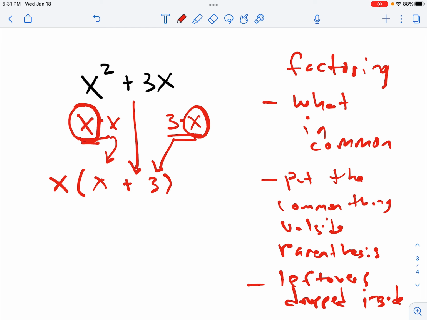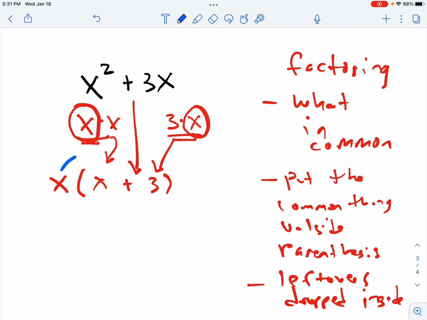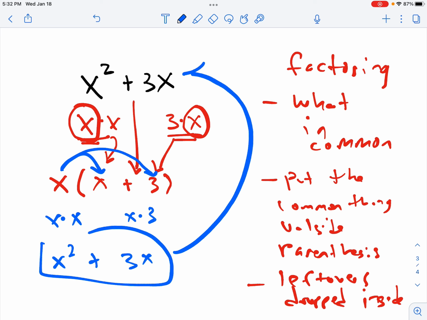Now, you can always use the distributive property to check. Let's go ahead and do that now. If I do x times x, I get x squared. If I do x times 3, then that's 3x. And so you get what you started off with once you do that check.